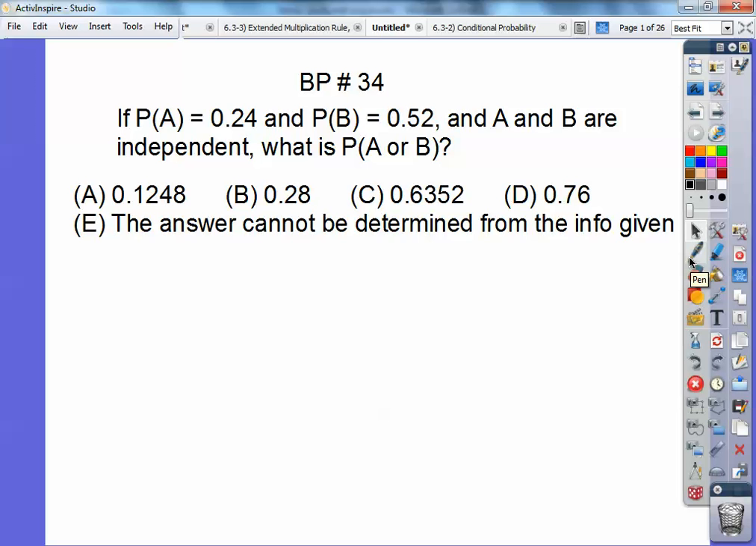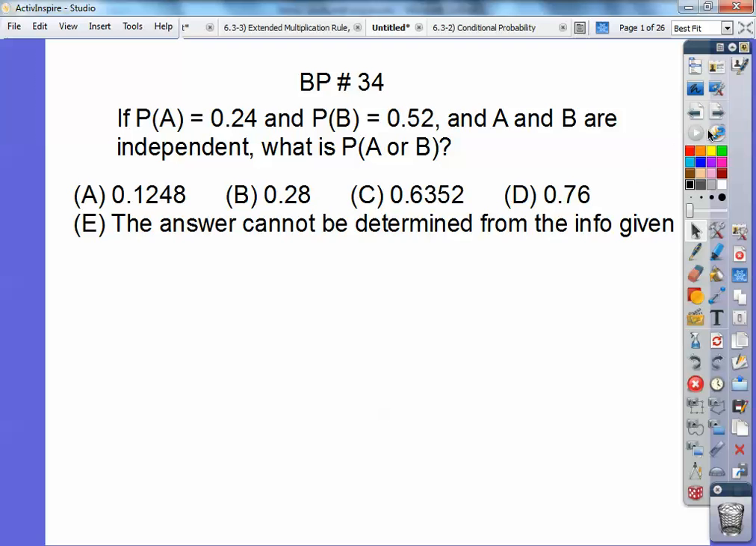All right, guys, this is board problem 34. If the probability of A is 0.24 and the probability of B is 0.52, and A and B are independent, what is the probability of A or B? Okay, you see some choices right here, and a real common error is people want to just add these two together and get 0.76, but the answer is not D.